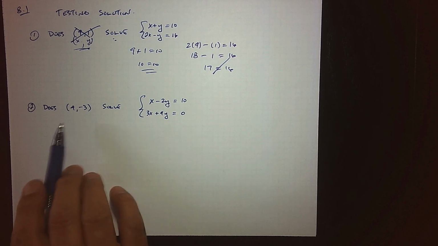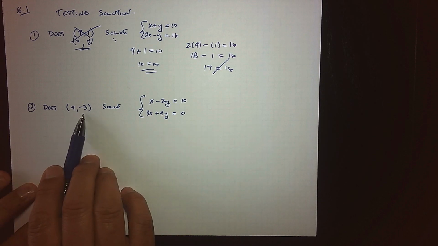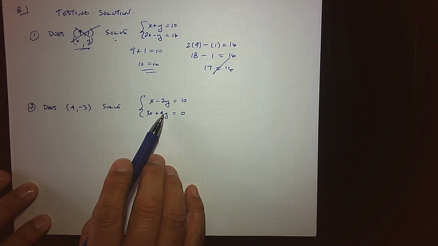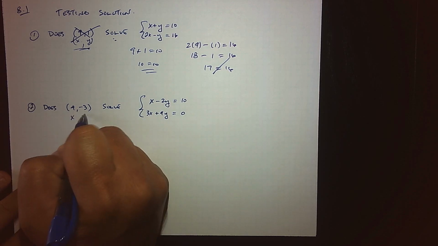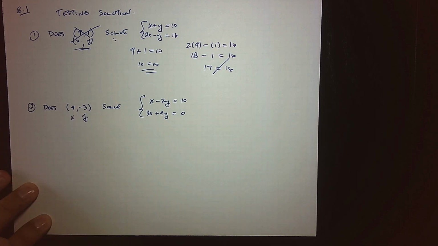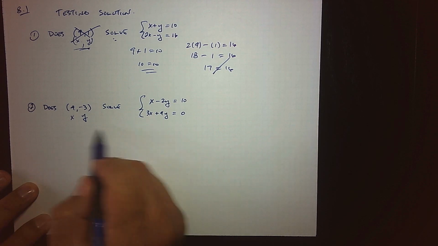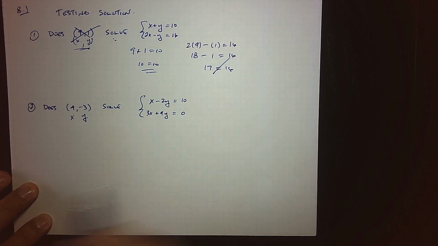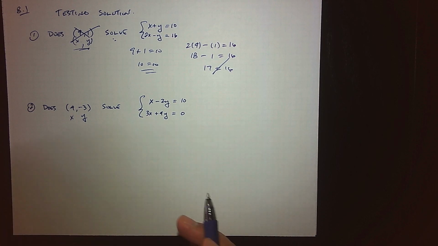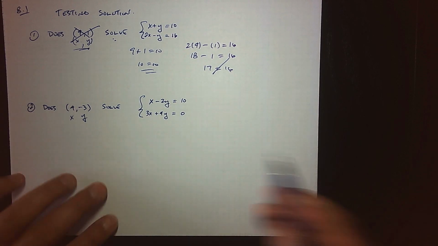So let's go to the next one. Does the ordered pair (4, -3) solve this system? Well, again, I've done the work for you. I'm telling you what x and y are. Our task is just to plug them into the equations and see if we get true statements. If we do, we have a solution. If we don't, then it's off to the drawing board.